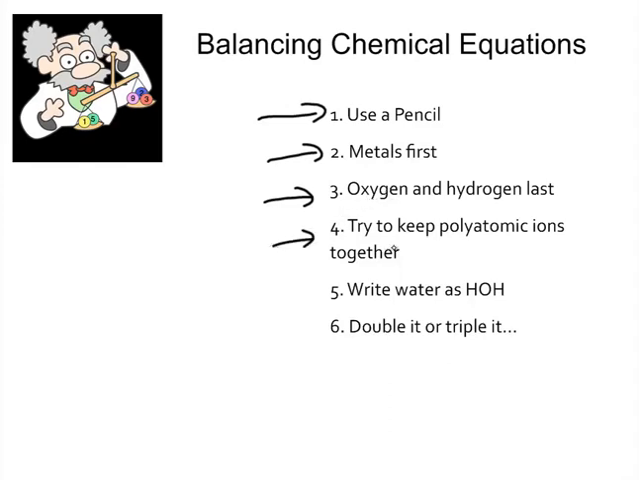Number 4, try to keep your polyatomic ions together. I'll show you one where it's beneficial to keep them together rather than trying to break them all up and think of how many of each atom there are. Just keep them together. And sometimes that's not possible though. Number 5, write water as HOH. This kind of goes with the previous one, where water is often written H2O, but can also be written as HOH. And sometimes that makes it a little bit easier to balance your OHs and your H's as well.